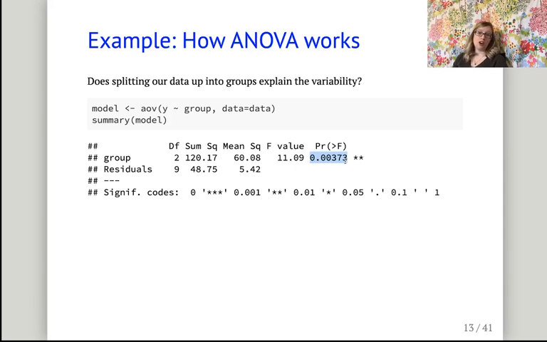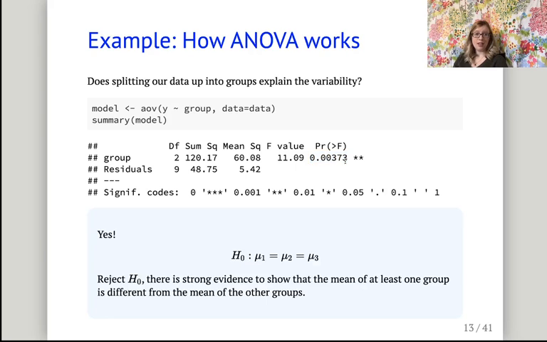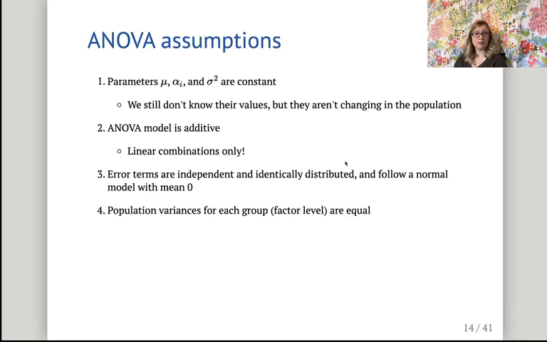There is a strong p-value, so it looks like splitting the data up into groups is explaining the variability. We will reject then our null hypothesis based on a p-value that small. In other words, there's some pretty strong evidence to show that the mean of at least one group is different from the mean of the other groups.